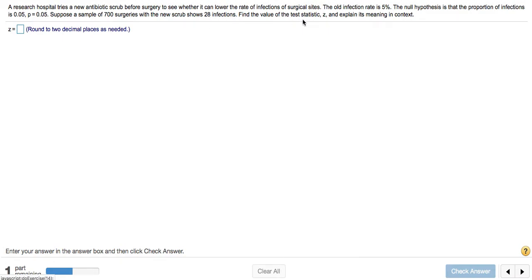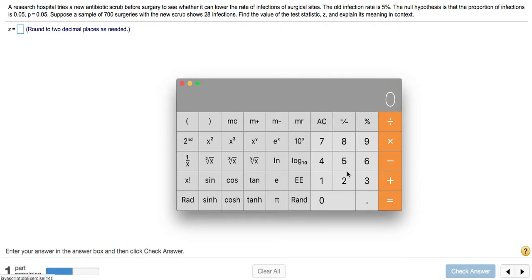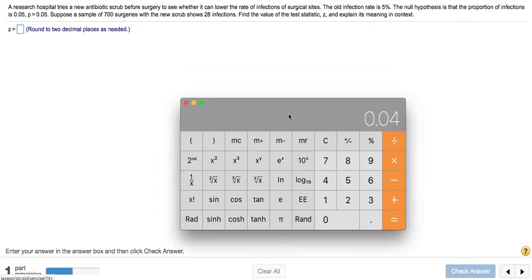We want to find the test statistic z for this. So just to get an idea of if this new scrub is better, we can find the proportion of infections. So I'm going to use a calculator to do that. So that was 28 infections out of 700 surgeries, which is a 4% infection rate, which is lower than the old rate of 5%. But is it significantly better? And that's what the test statistic can tell us.